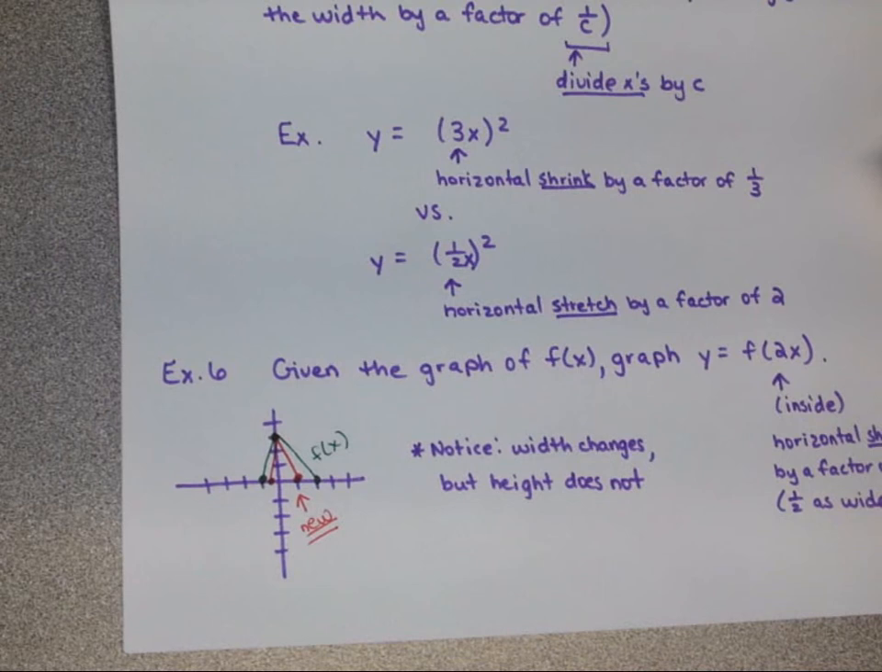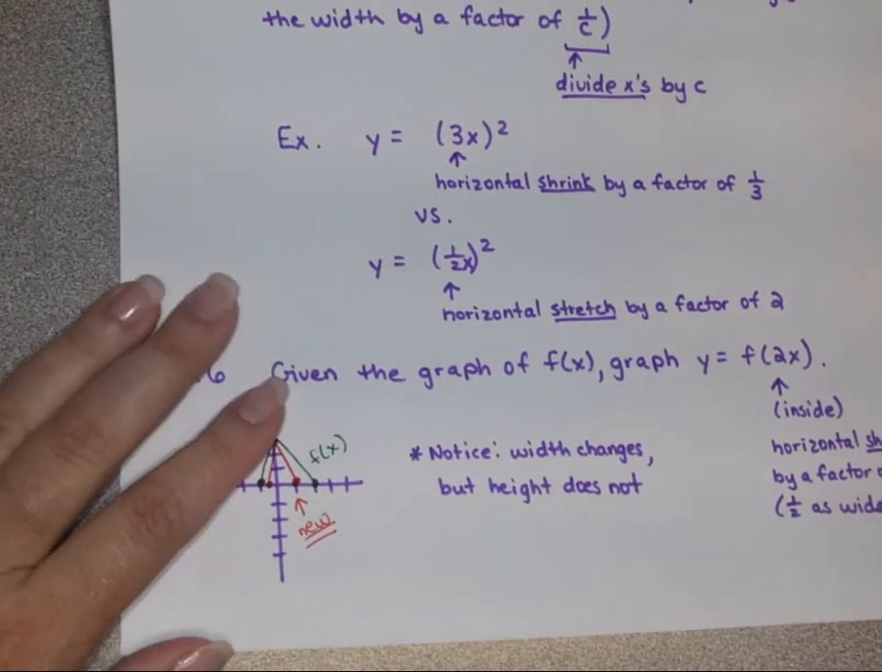So I know it's a lot to learn 6 rules, but I like to think of it like pairs of 3 different types of changes, right? We have shifting, both vertical and horizontal. We have reflections, both over x and over y. And then we have stretches / shrinks, both vertically and horizontally. And if you can learn them in pairs like that, I think you should be okay.